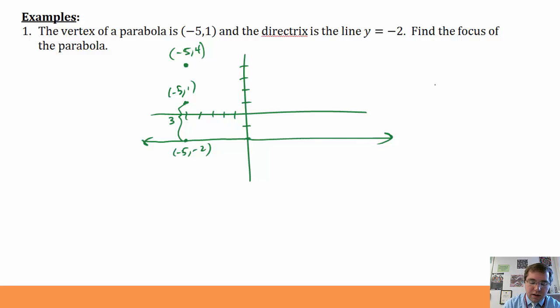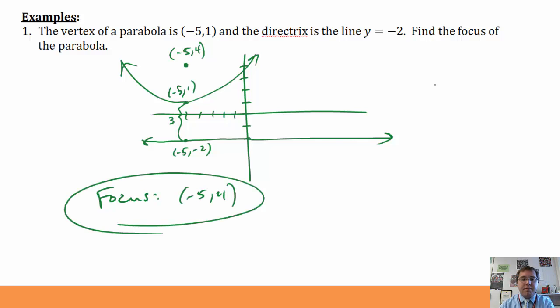So just to give you a sense of how this works, the parabola must look like this then, where the focus is on the inside. Okay? So I've found the distance from the vertex to the directrix. That was 3. I then go 3 in the other direction of the vertex, so in this case up, to find the focus. The focus must be the point (negative 5, 4). Cool.